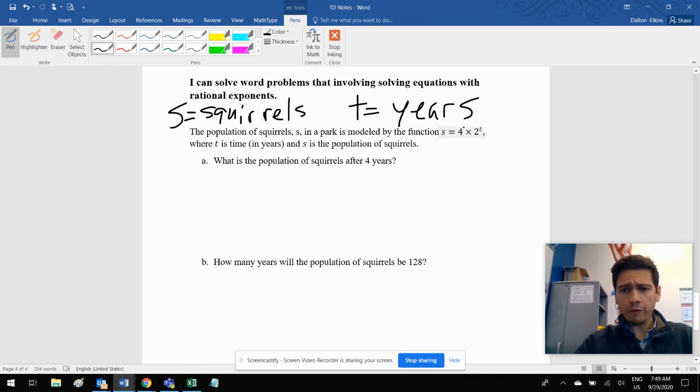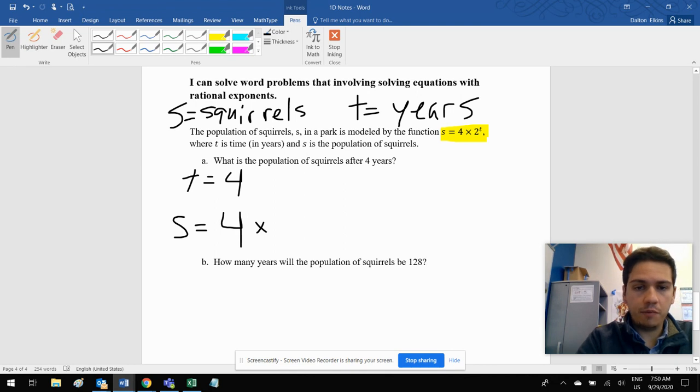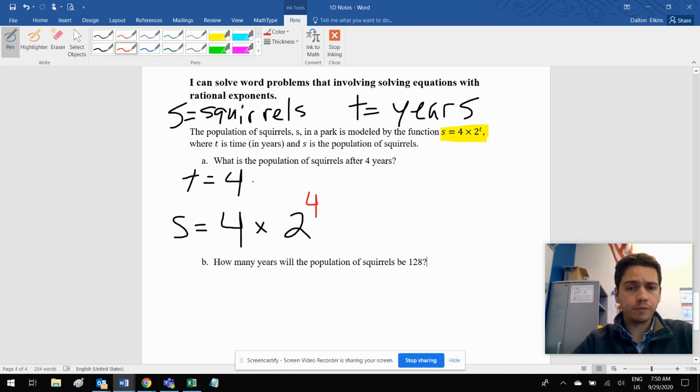Okay, so we have our equation, and the time that we're going to look at is 4 years. So I'm going to say t is equal to 4. Now, using this predictive equation that we have, I'm going to plug in 4 for t and see what happens. So S is equal to 4 times 2 to the power, and then we're going to do 4 for t. So I'm going to go ahead and plug in a 4 right here.